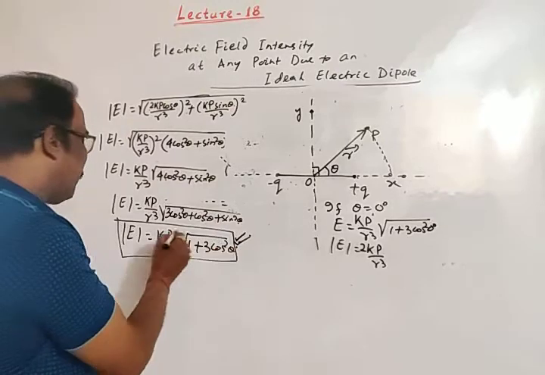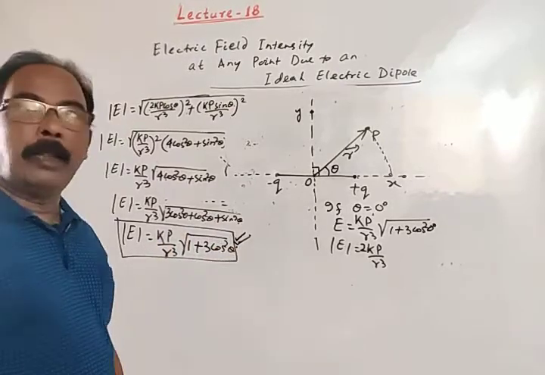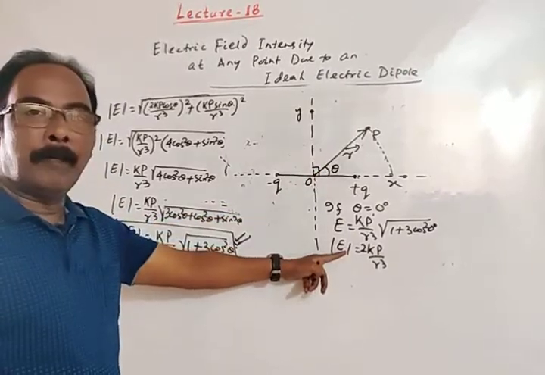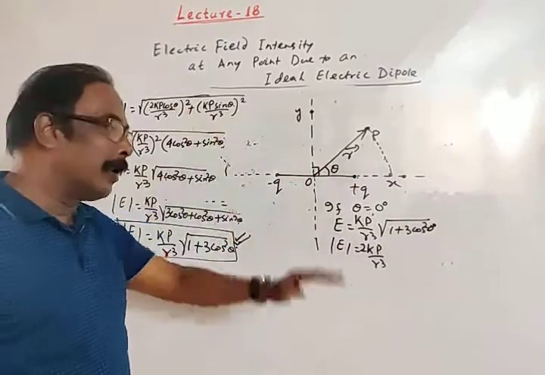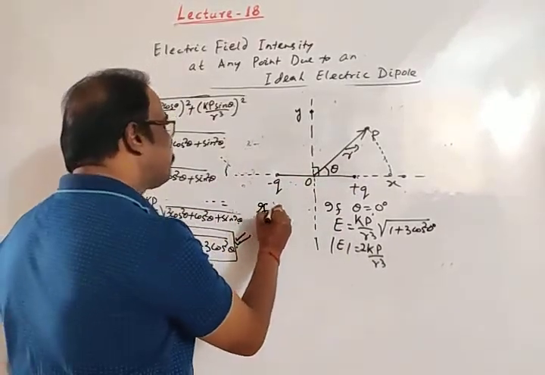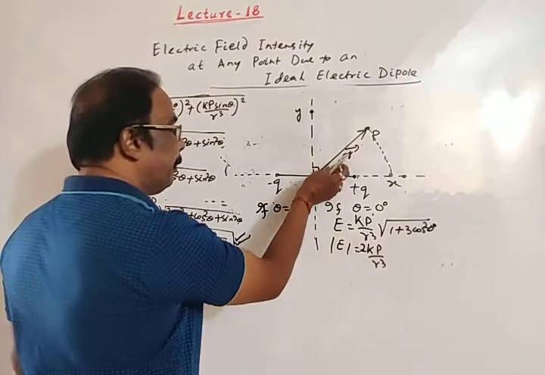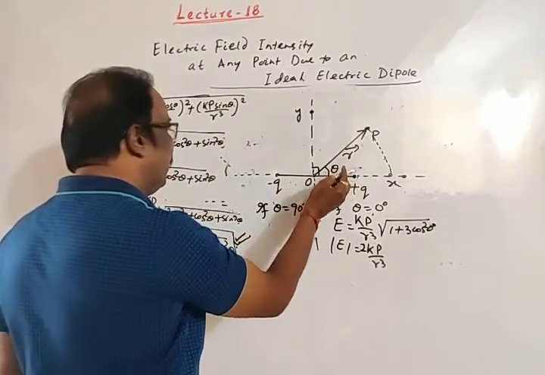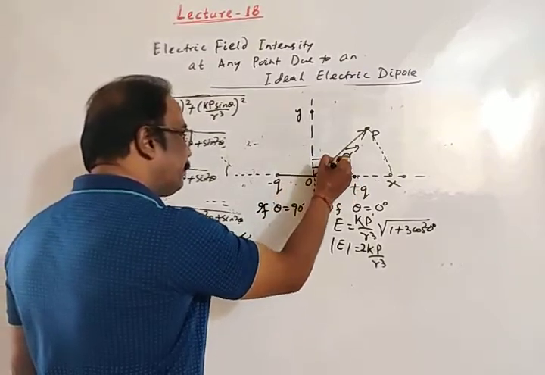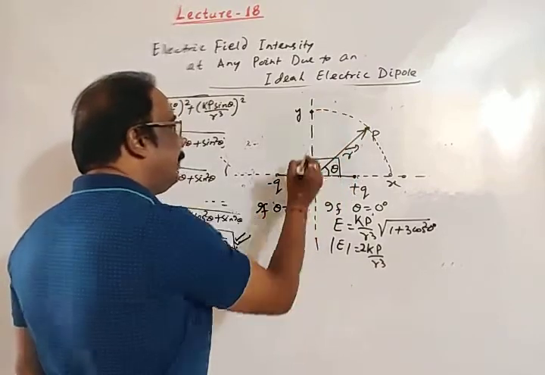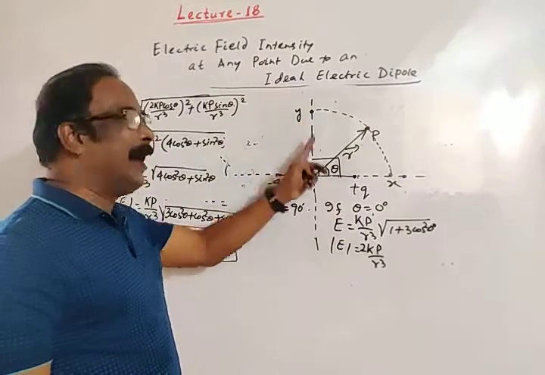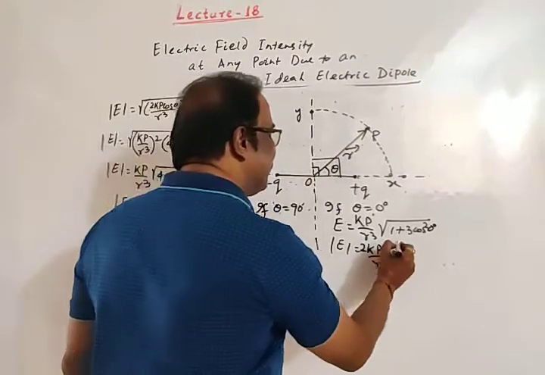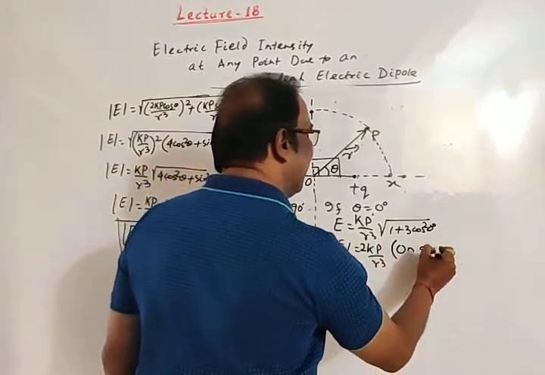So this is the expression for electric field intensity at any point on the axial line. In the generalized formula, this is the expression for electric field at any point due to a dipole. If we put theta 0 degree, then we get the electric field intensity at any point on the axial line. Similarly, if theta is 90 degrees, see, this is angle theta which the position vector makes with the axial line, then point P will come to y, meaning y is on the equatorial line.